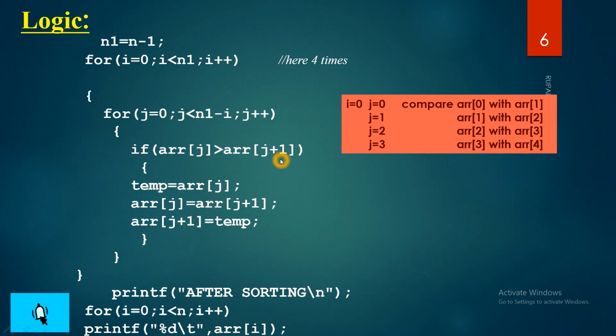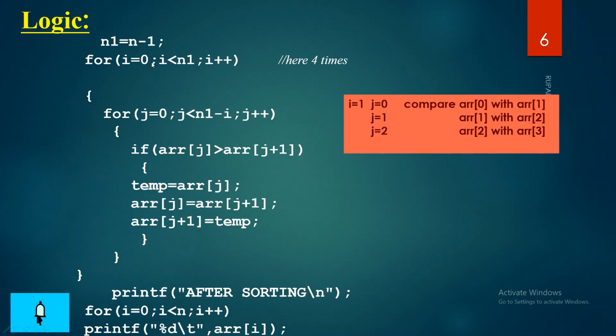Now in the second iteration, when i equals 1, the maximum value of j is n1 minus 1, that is 4 minus 1, which is 3. Less than 3 means 2. So the maximum value of j is 2. So you have to compare arr[0] with arr[1], arr[1] with arr[2], and when j equals 2, arr[2] with arr[3]. Now check if swapping is required, and if so, swap.